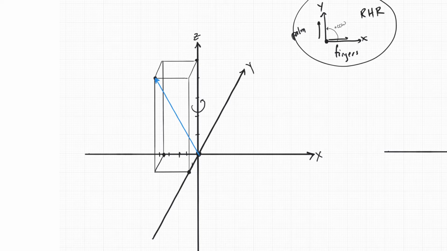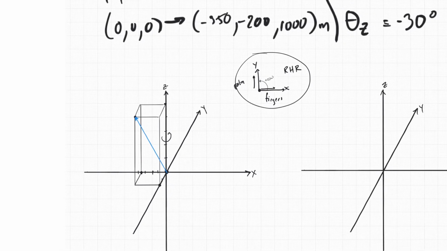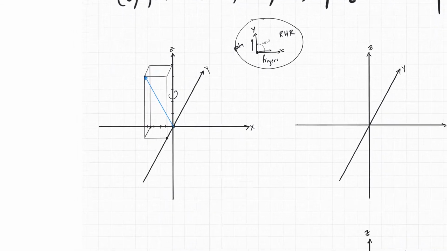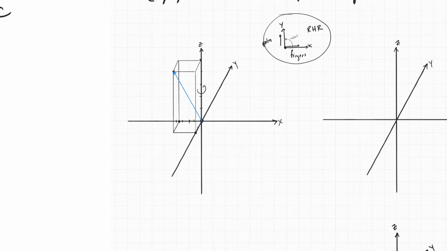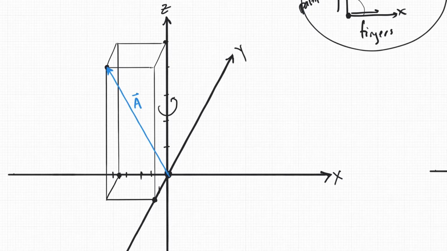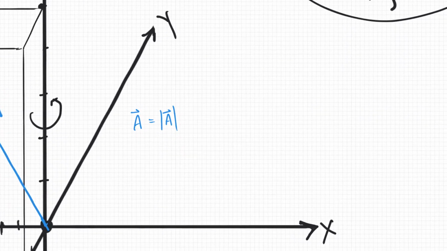So that's the vector. Now we'll go one at a time with solving for it. So basically this is vector A. And the way that we always do these is A equals the magnitude of A, which is given, times the direction that it's going. And I always do these the same way.